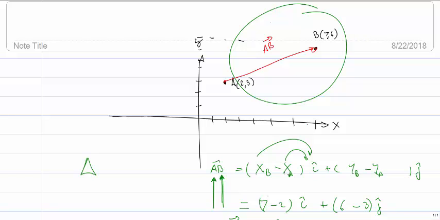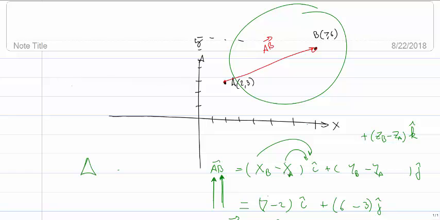Okay, so that's how we calculate position vector. You take the final point minus the initial point for both x and y. If you're in 3D, you can add the z component difference times the unit vector along the z-axis, which will be k. If you have a fourth dimension, you do the same thing, just keep adding them up. Very easy.